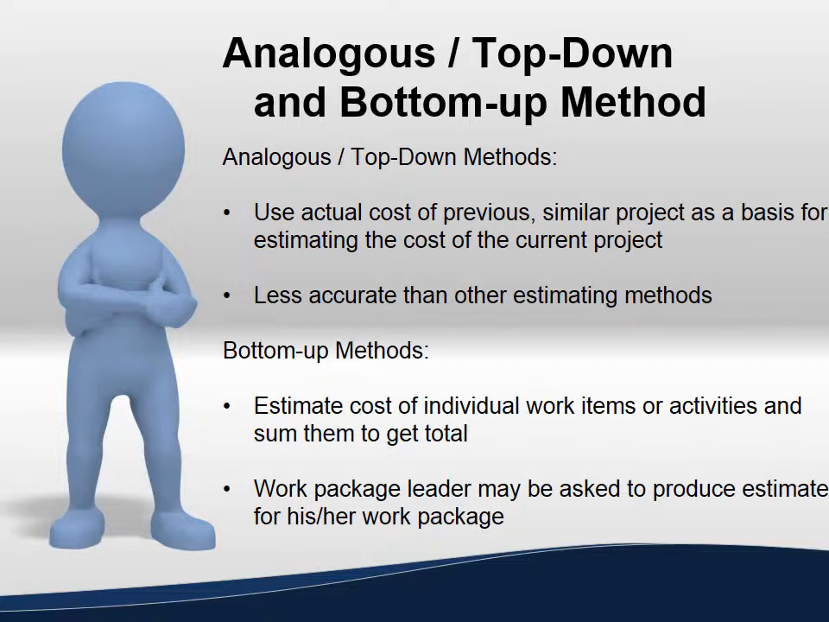Cost estimating methods. Analogous or top-down methods use actual costs of previous similar projects as a basis for estimating the cost of the current project. These are less accurate than other estimating methods. The bottom-up methods estimate the cost of individual work items or activities and sum them to get a total. A work package leader may be asked to produce or estimate his or her work package.